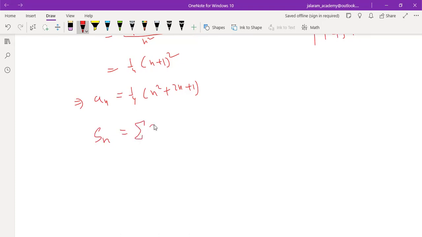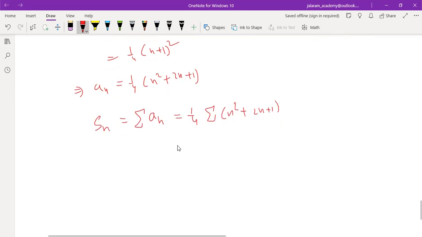So after finding an, it is very easy. Sigma n. So 1 by 4 is constant, write it outside the bracket. Sigma n square plus 2n plus 1. So now we have to expand this using the properties of sigma n square. 2 is constant, written outside the sigma, plus sigma 1.